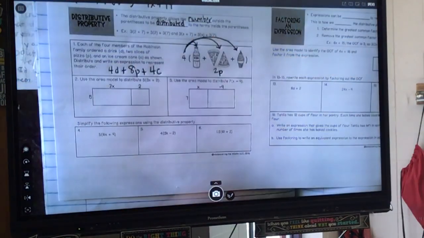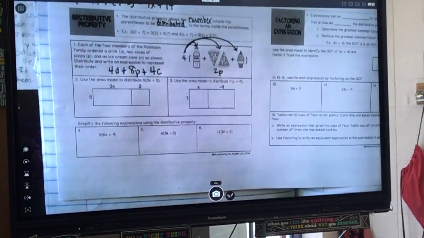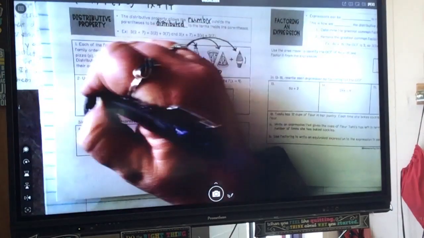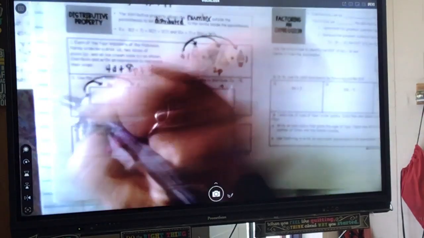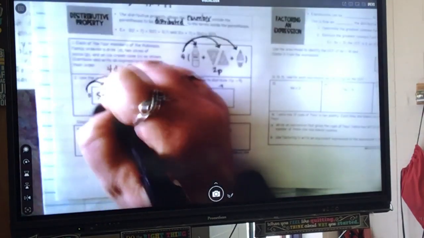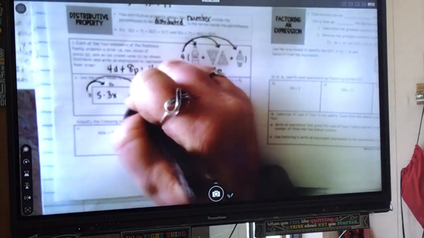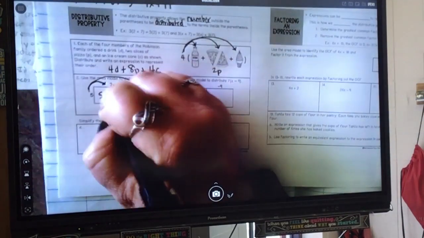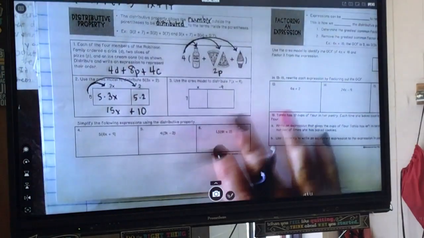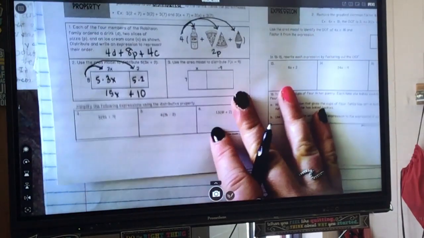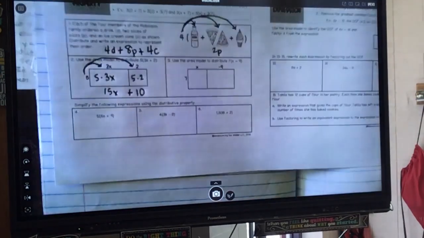Alright, this is the area model. This is one of those things I'm going to show you, and we're going to keep it right on moving because honestly, I don't like area model, but sometimes it's really good for other people. So you take this number and you multiply times that, and you take this number and multiply times that. So this becomes 5 times 3x and 5 times 2. So this becomes 15x plus 10. That's how you use the area model. The line always means plus.